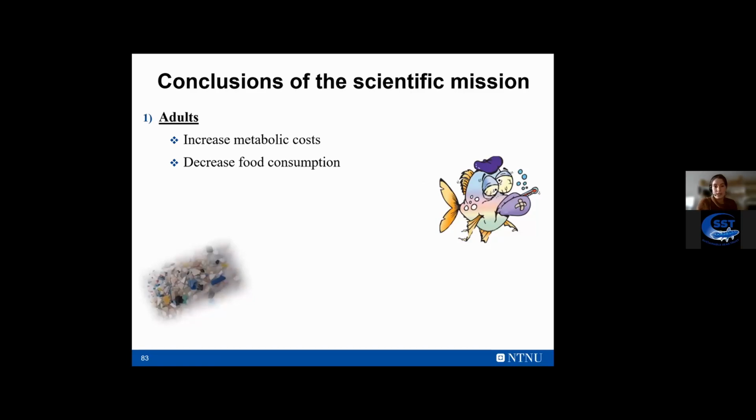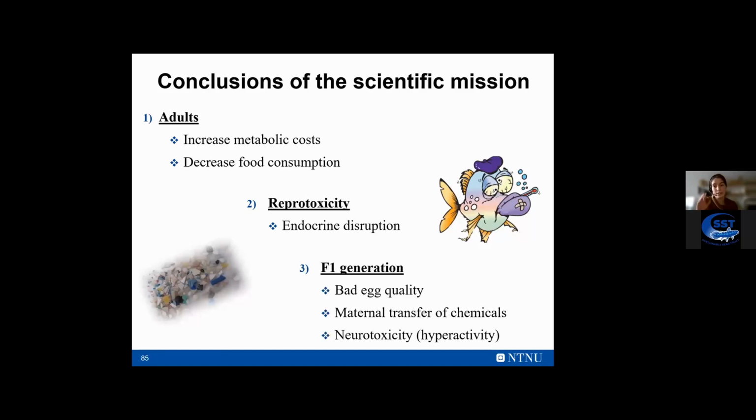So from this scientific mission, we demonstrated that when we exposed adults, the microplastic increased the metabolic cost and decreased the food consumption. We also demonstrated that microplastic can act as an endocrine disruptor and can also have an impact on the next generation, with bad egg quality, maternal transfer of chemicals from the microplastic to the next generation, and also have an impact on the neurotoxicity.